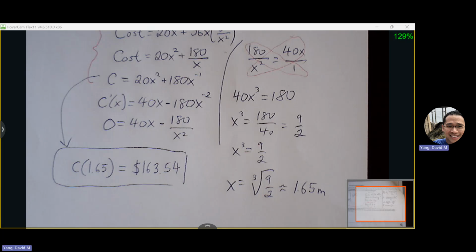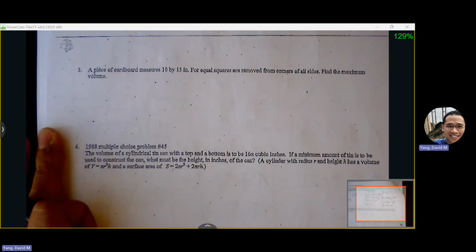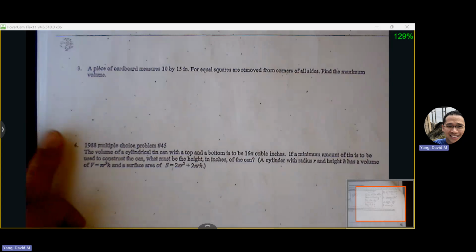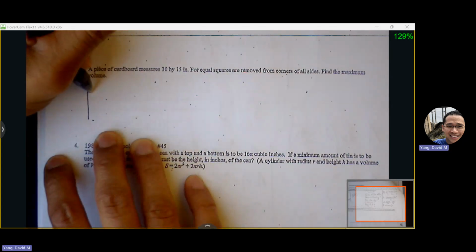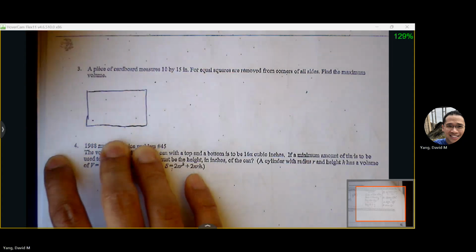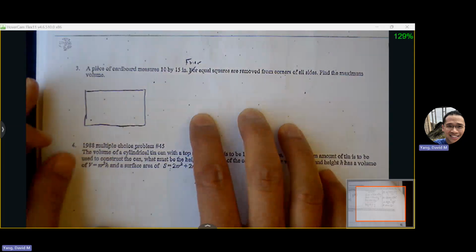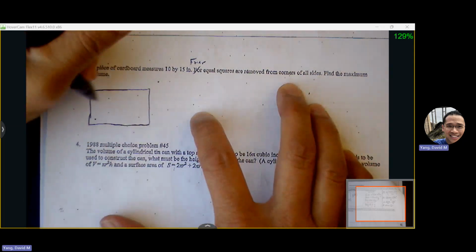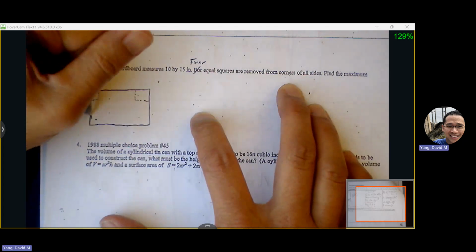Okay, I do want to walk through number 3 since this is the type of problem you're going to see in the homework. So let me just show you how to set this one up. Number 3 says a piece of cardboard measures 10 by 15 inches. So we have a piece of cardboard 10 by 15 inches. Four equal squares are removed from the corners of all sides. So we're going to remove 4 corners.